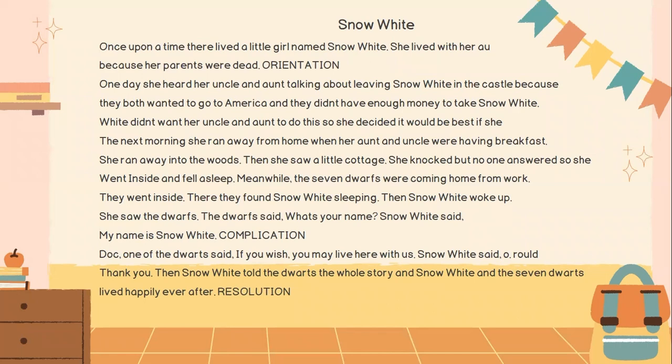Then the last is resolution. In the last paragraph, one of the dwarfs said, "If you wish, you may live here with us." Snow White said, "Thank you." Then she told the whole story, and Snow White and the seven dwarfs lived happily ever after. Now, it is time to solve the problem. It's usually called anticlimax. It means that the problem can be solved.